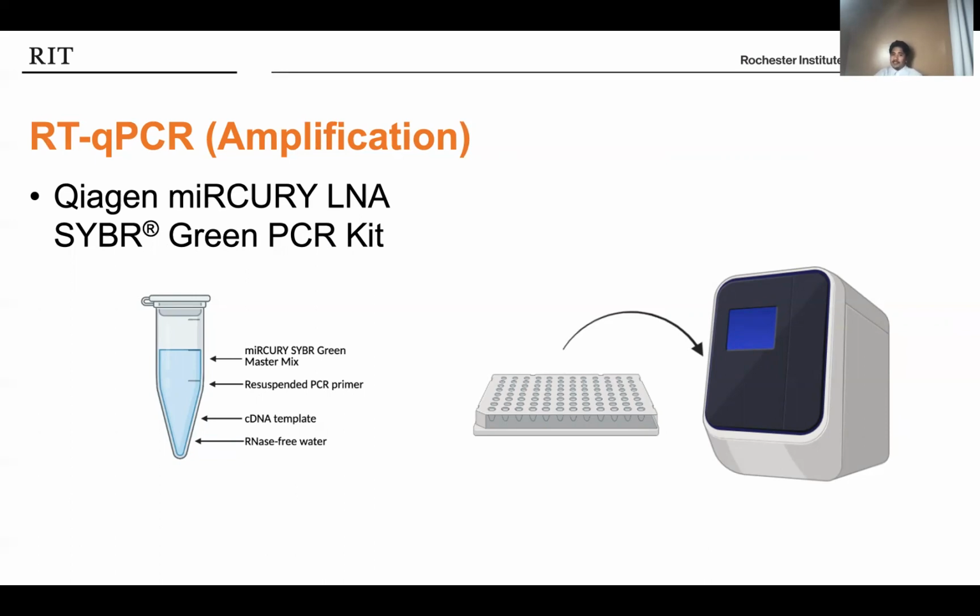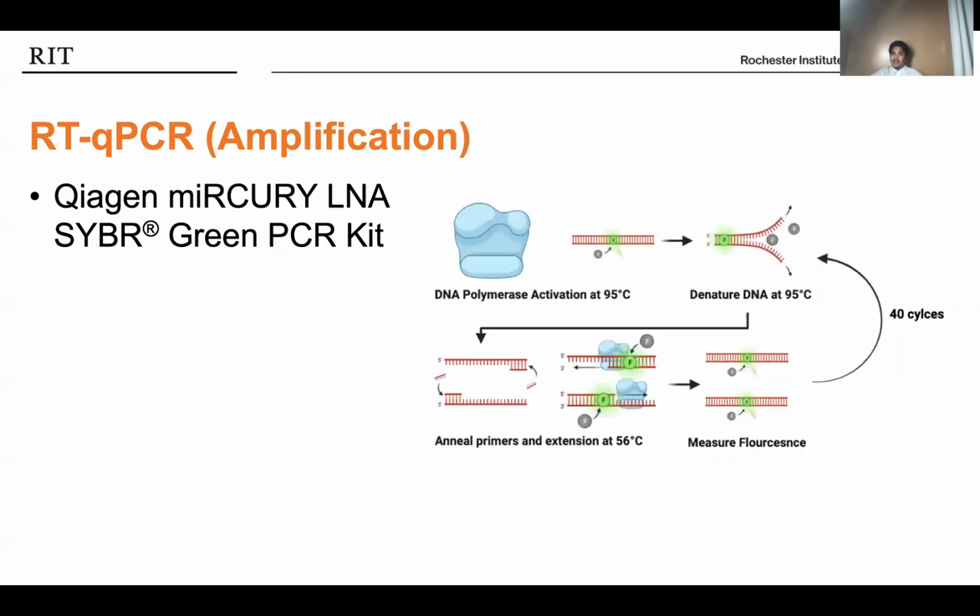After pipetting this reaction into a PCR plate, we then put it into a qPCR machine. And on the right, we can see a brief overview of this reaction. So the first step has to do with activating the DNA polymerase and then denaturing the DNA. The second step has to do with annealing the primer and then extending it. During this, fluorescence is measured, and then this cycle is repeated 40 times.